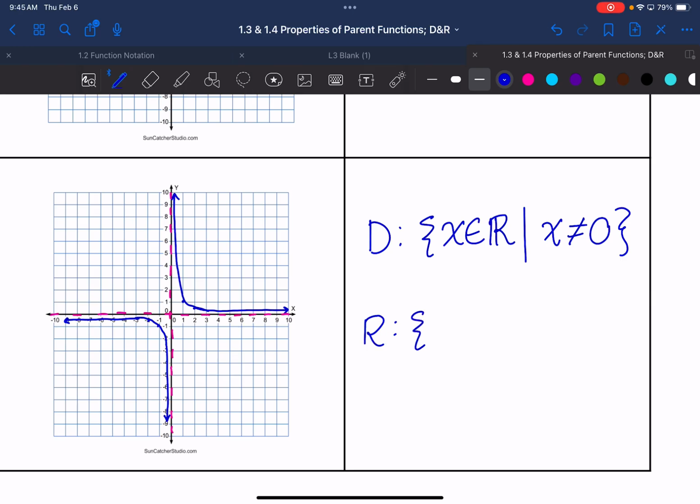And same thing with range. Y is an element of the reals, but it just can't be 0. It can be everything else. So with these ones, the restrictions are a little easier because you don't have to find endpoints or describe it in terms of who's greater than what or who's less than what. You're saying it just can't be this, flat out.